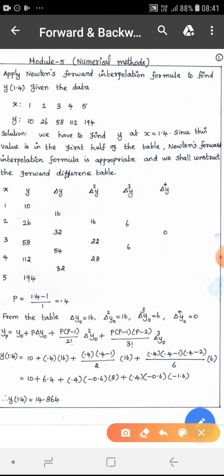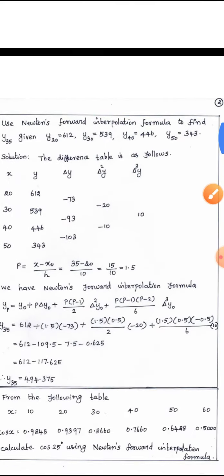So once you get that value, along with that value, use the value of delta y naught, delta cube y naught, delta square y naught, etc. Use it in the formula, then calculate. You get the required answer for y. Then you can go for the second question.